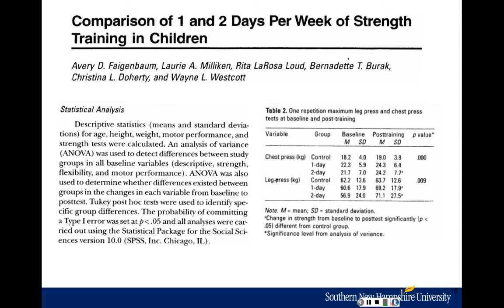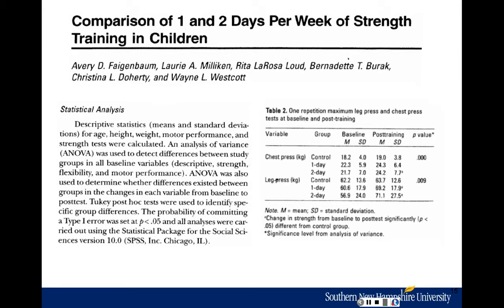And you can see that at the bottom of the table it says the change in strength from baseline to post-test, significantly different from control. So they give you a little symbol that tells you which groups were different from the control group. So the kids who didn't train, let's just look at chest press, they started out at around 18.2 and they ended up at the end of the study at 19. Teeny weeny increase. Kids, even if they don't train, are probably growing, and so they might get a little stronger just from growth. So there was a small increase. The 1 day group also increased from 22.3 to 24.3, and the 2 day group started at 21.7 and ended at 24.2.